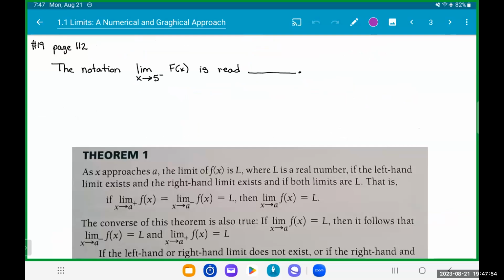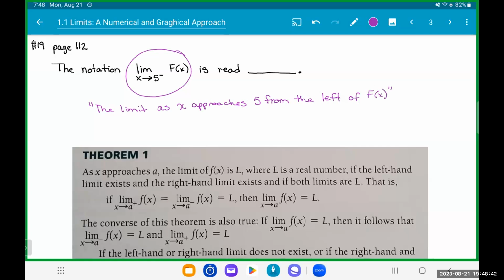All right, so one more example where it shows the notation, and really we're asking, how do we read this? You would say this is read as the limit as x approaches 5. So it has a minus. Is that from the left or the right? Left, from the left, of this function f of x. That's how you would read what's in that circle: the limit as x approaches 5 from the left of f of x.